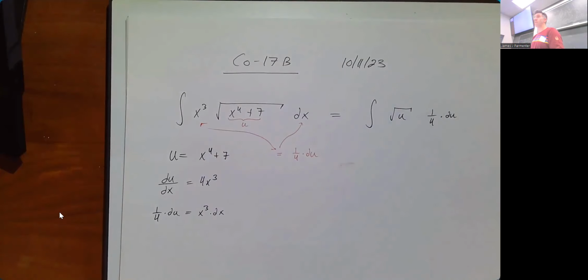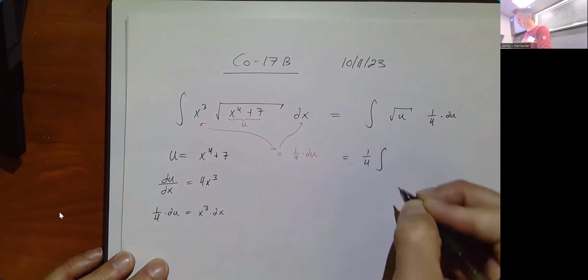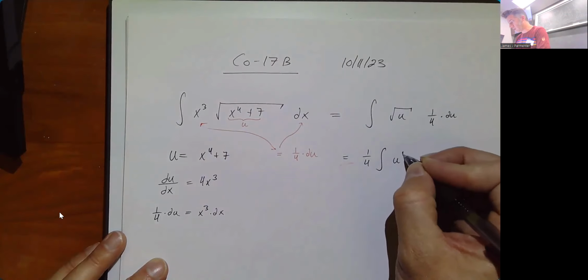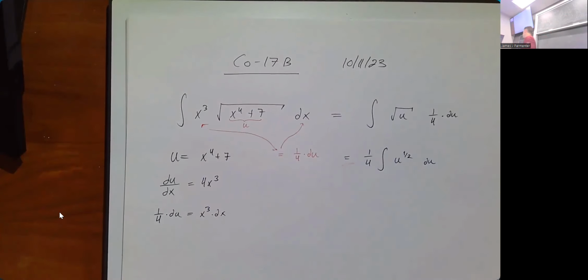Let's do 2 things before we integrate this. I think you should always pull out any constant multiples in front of the integral. So let's write this as 1/4 times the integral. And then we should rewrite the square root of u as u to the 1/2 power. Questions about how we got it?